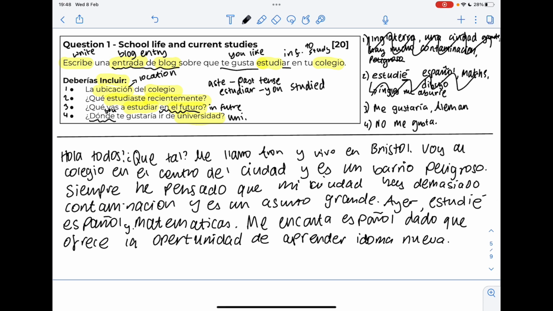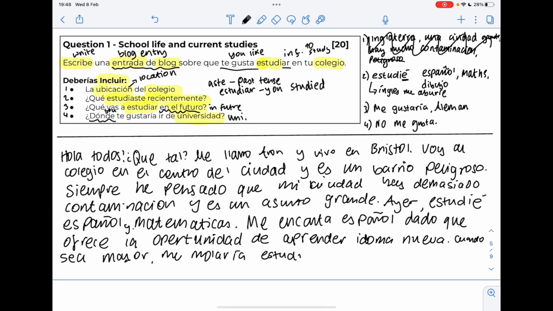Me gustaría, so I'm going to say en el futuro. Actually, no, I'm going to say cuando sea mejor. That's use of the subjunctive. Cuando sea mejor. Me molaría. No, me gustaría. Me molaría estudiar alemán.